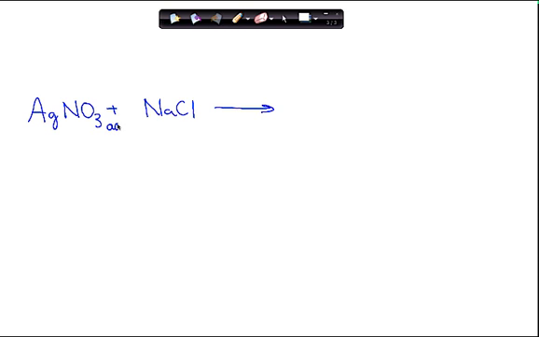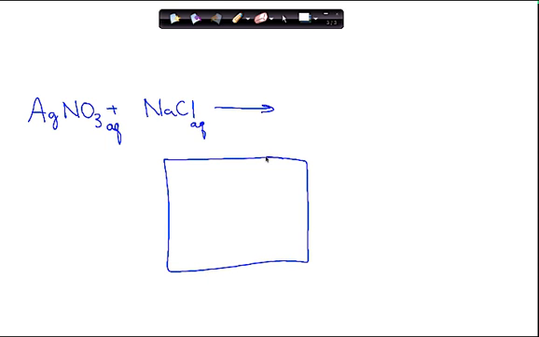So aqueous, aqueous. What does it look like in a box with the understanding that that box is a beaker? Once the reaction has happened. Draw pictures. You don't have to draw the Lewis dot structure of nitrate.